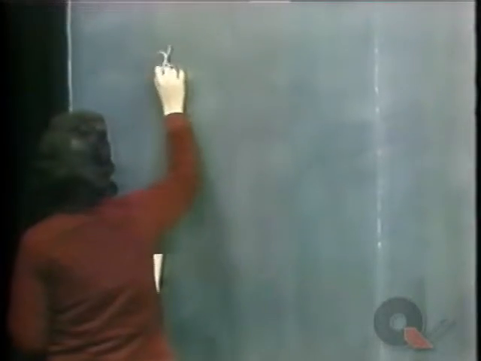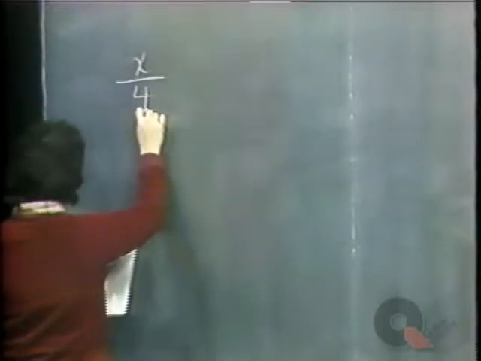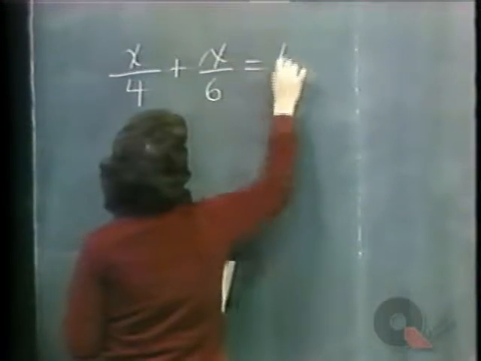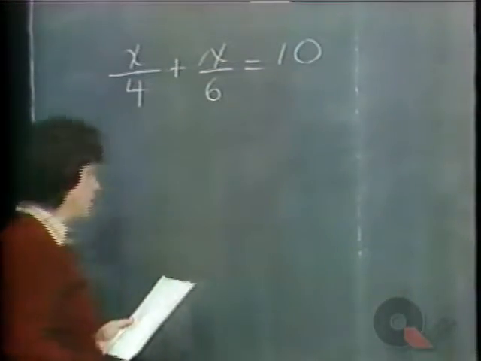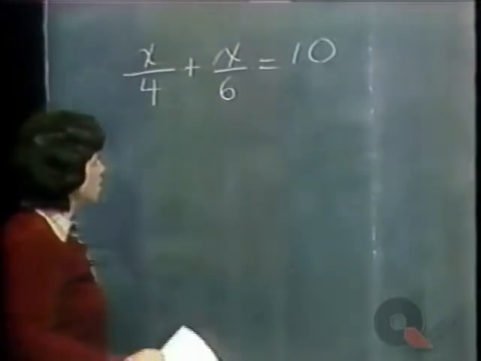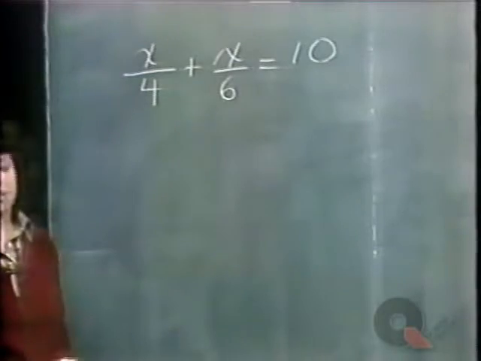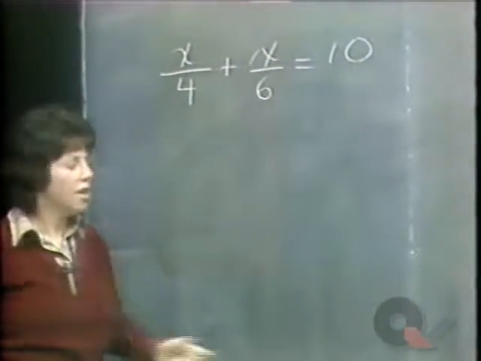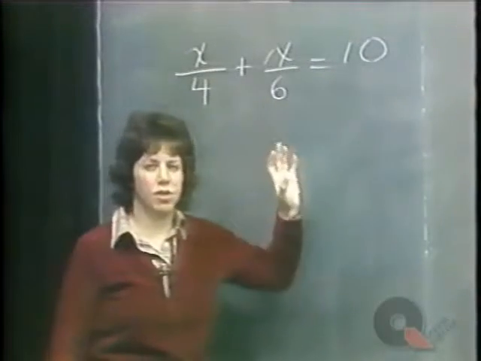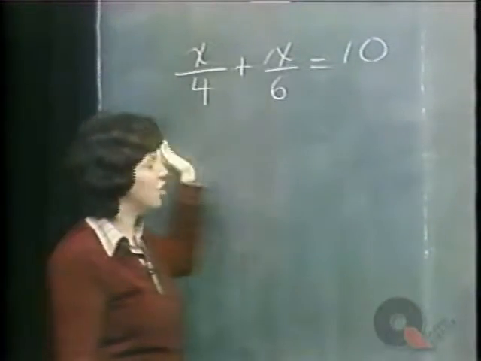Let's say we're interested in solving the equation x over 4 plus x over 6 is equal to 10. A fractional equation, that is an equation that has fractions in it. Okay, now the easiest way to handle a problem like this is simply to get rid of the fractions. Mathematically, what I'm going to do is multiply both sides of this equation by a number sufficiently large to clear all fractions.